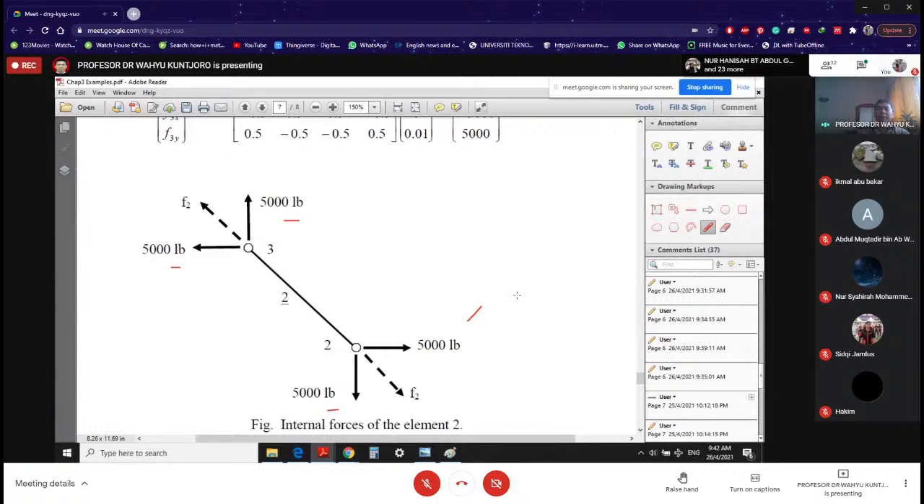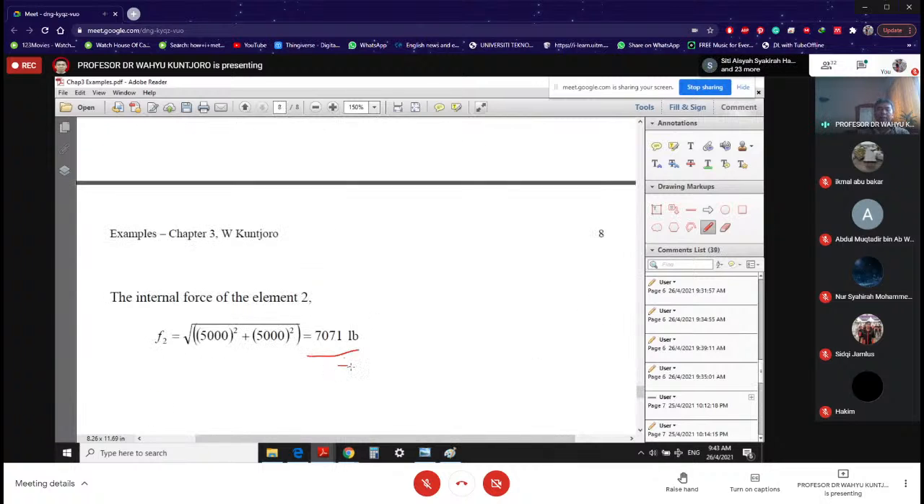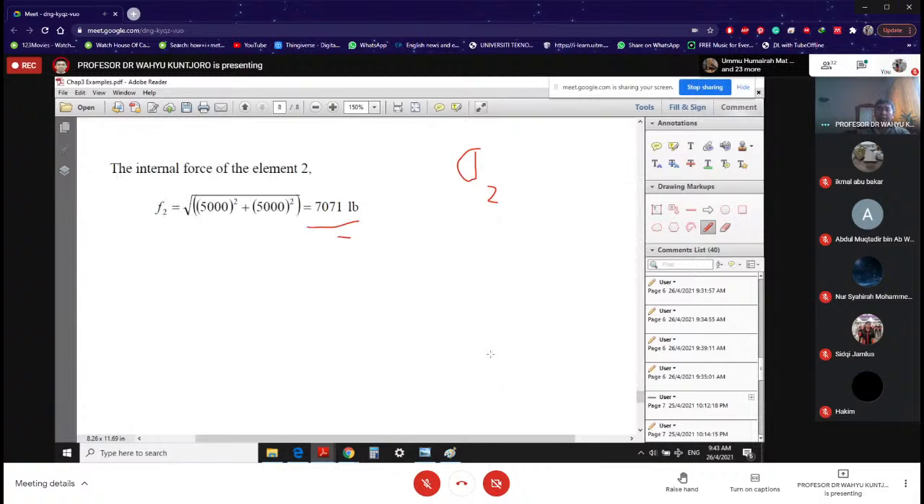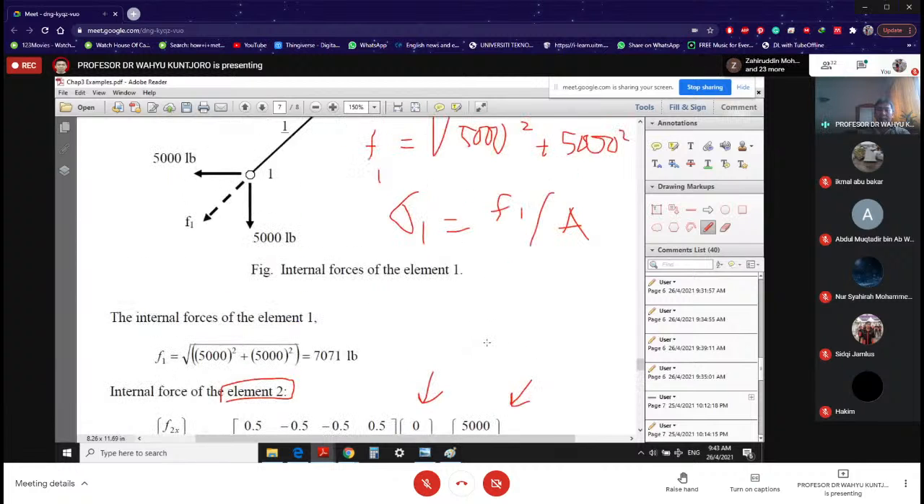And of course, as before, you can calculate your resultant at node number 2 and at node number 3. And then, yes, that is a tensile force again, and that is the resultant. Then you can, of course, calculate your stress at element number 2. So with that, we finish our problem here.